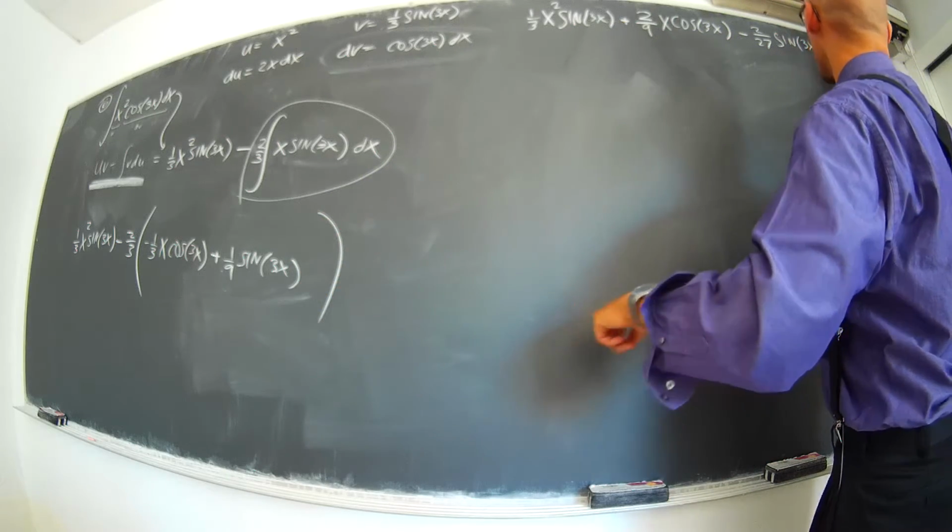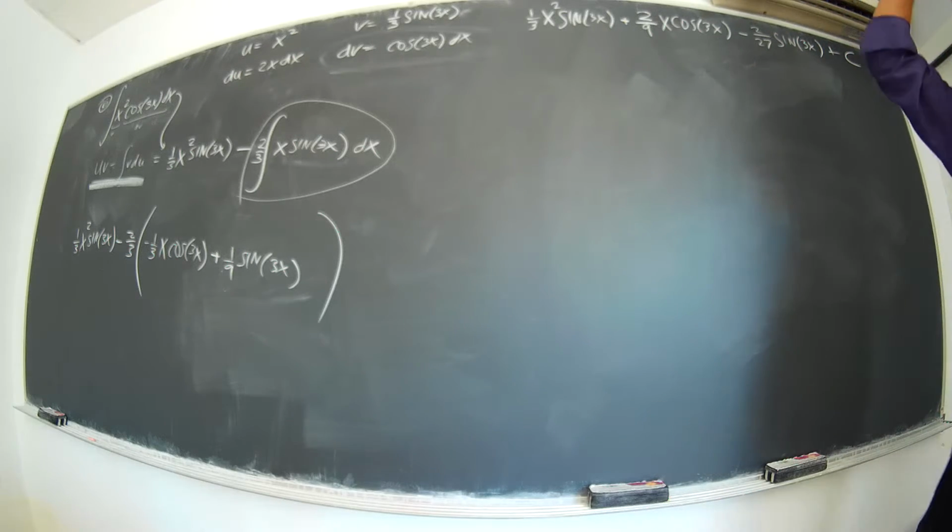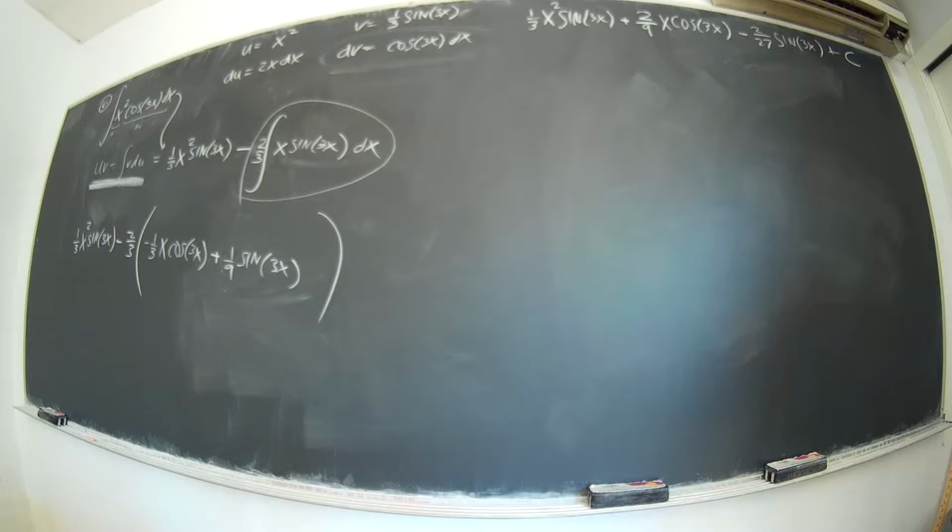1/3 x squared sine of 3x plus 2/9 x cosine of 3x minus 2 over 27 sine of 3x plus C. Did we finish it? Yes, we did. Hallelujah. That C is kind of like my best friend because it is the only thing that makes sense out of this entire thing.